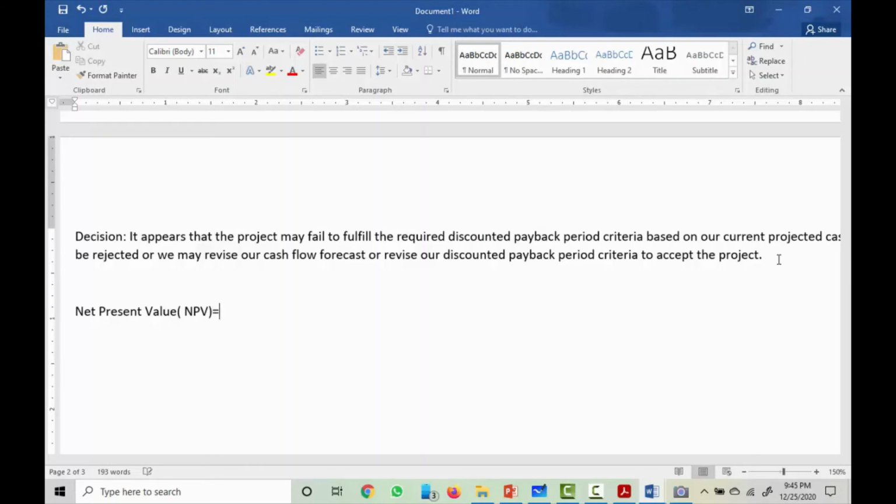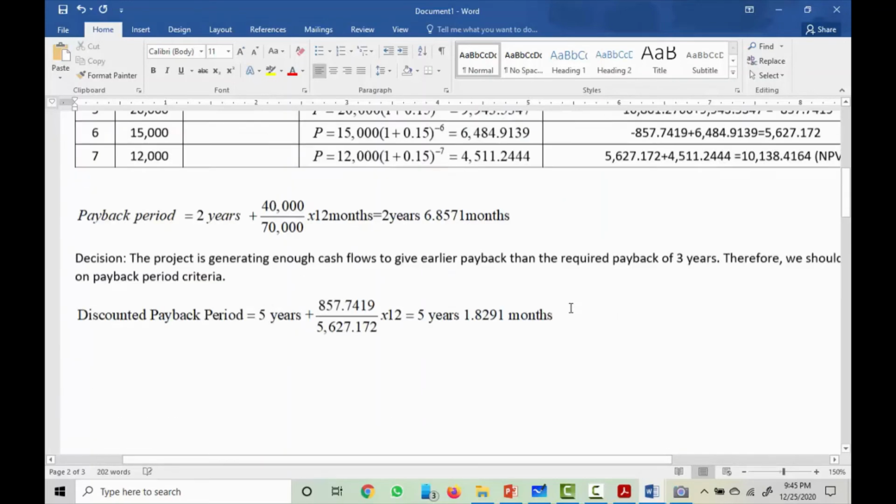So net present value means what? The total present values of all future cash flows minus initial investment. This is the net present value.